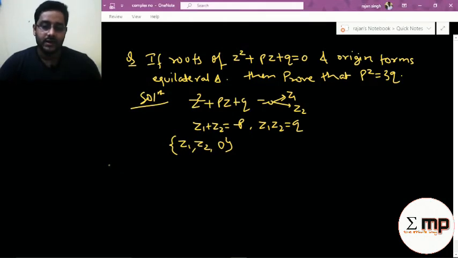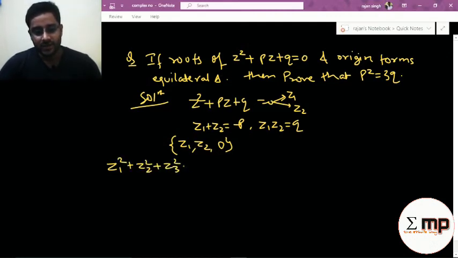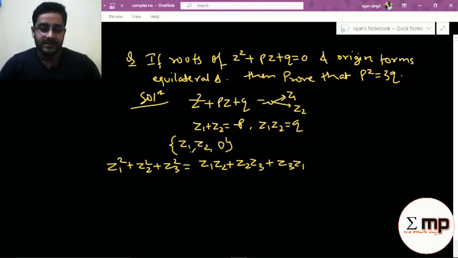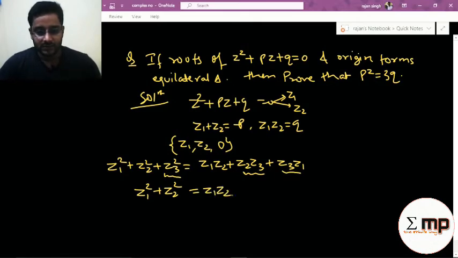So what I said, for an equilateral triangle you have to remember this: z1 square plus z2 square plus z3 square equal to z1 z2 plus z2 z3 plus z3 z1. And z3 is 0, so this term and this term will be completely 0. So the relation that we have is z1 square plus z2 square equal to z1 z2.